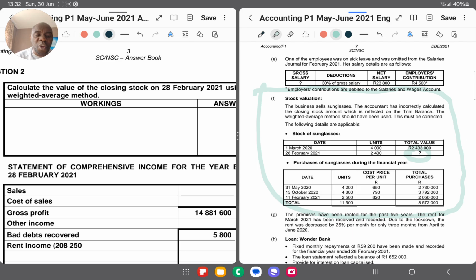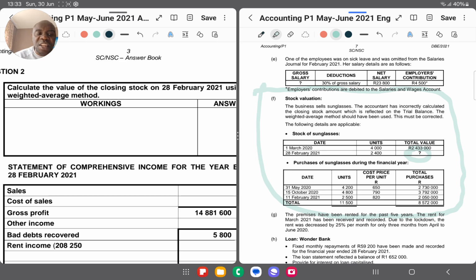So at the beginning of the year, we had 4,000. Then during the course of the year, we bought 4,200 units with a total value of 2,730,000. We also bought 4,800 units on the 15th of October with a total value of 3,792,000. And on the 11th of February, we bought 2,500 units with a total value of 2,050,000. So you can see that these items were bought during the course of the year with different cost prices. So we have to use the weighted average method to figure out the value of the 2,400 units that we have.